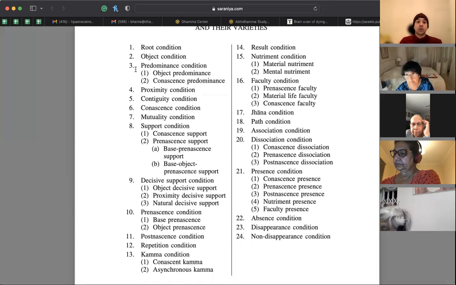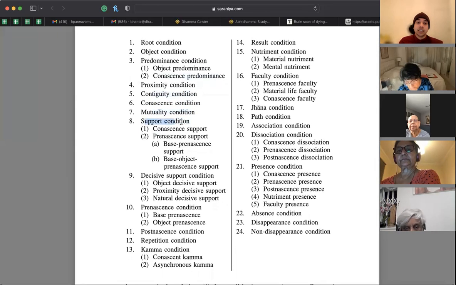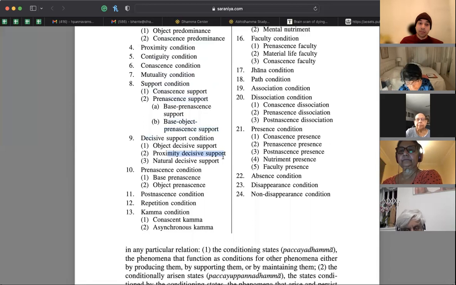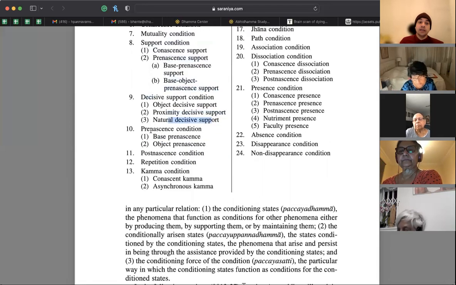Now, let's just quickly go through. Predominance condition: object predominance and conascence predominance. Four, proximity condition. Fifth, continuity condition, conascence condition, mutuality condition. Eight, support condition, nissaya paccaya: conascence support, prenascence support, base prenascence support, base object support. Nine, decisive support: object decisive support, proximity decisive support, and natural decisive support. Ten, prenascence condition: base prenascence to object prenascence. Eleven, post prenascence condition. Twelve, repetitive condition. Thirteen, kamma condition: conascent kamma and asynchronous kamma.